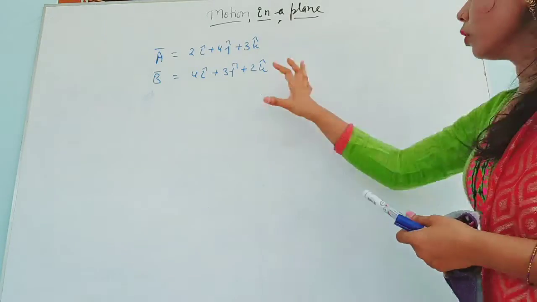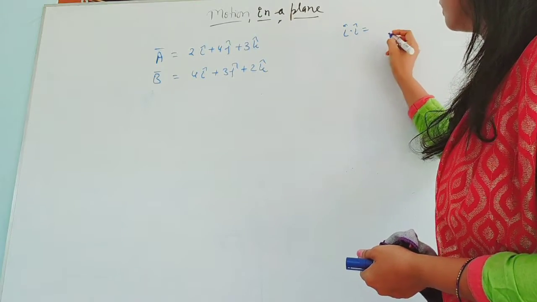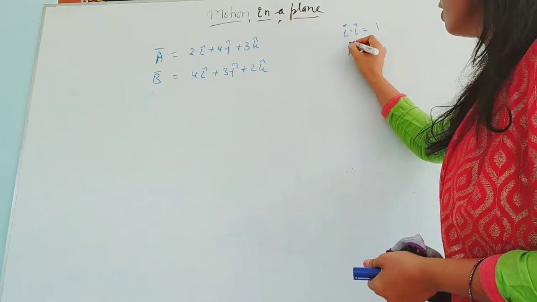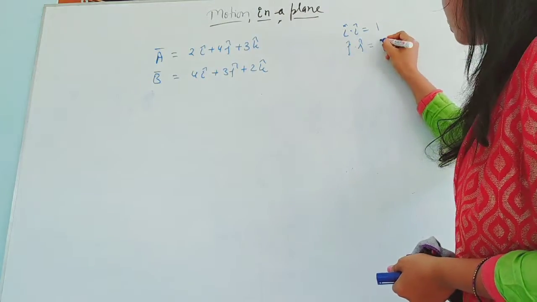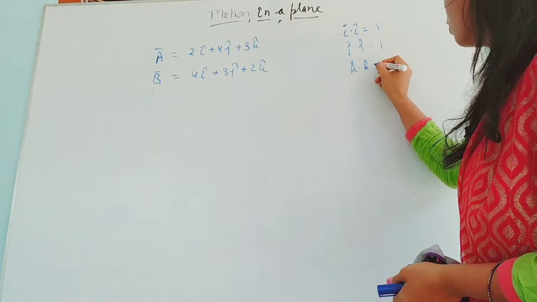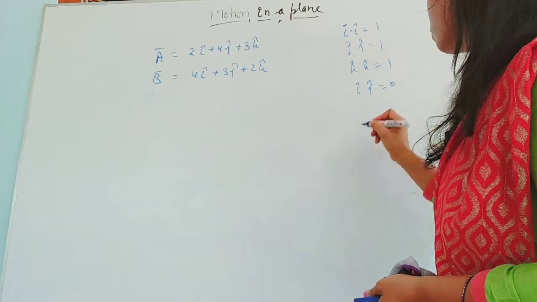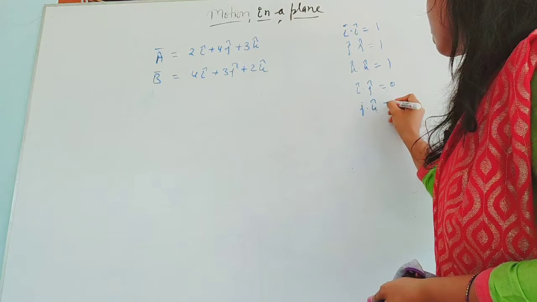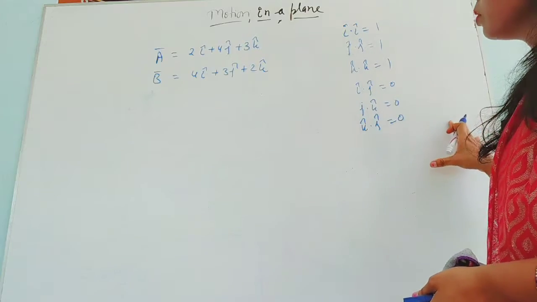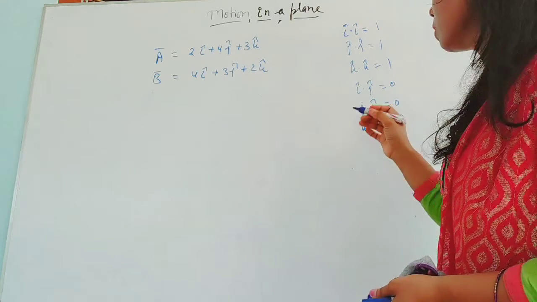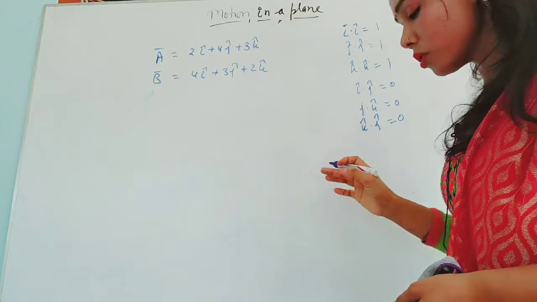You will write them in your copy and after that you will apply them. For dot product, we know the unit vector i dot i equals 1, j dot j equals 1, and k dot k also equals 1. Now i dot j equals 0, j dot k equals 0, and k dot j also equals 0. These are the formulas which you will use. Now I am going to find the dot product of these vectors by applying these formulas. So let's solve it.